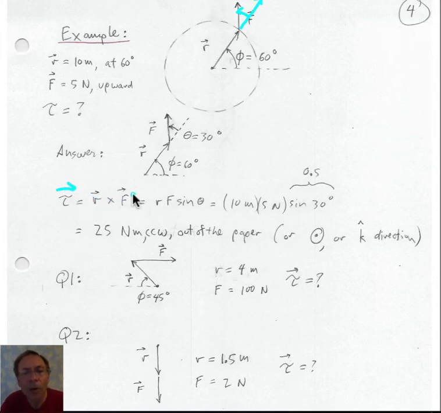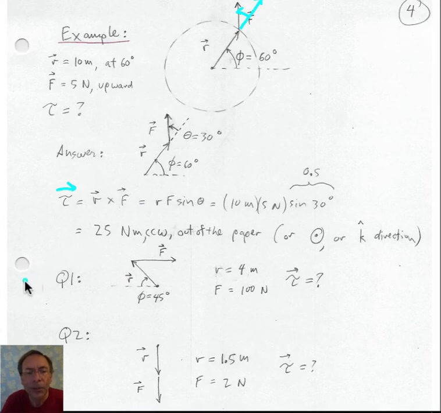It's R cross F, which is RF sine theta, which is 10 meters for R, 5 newtons for F, times the sine of 30 degrees. I put that in a calculator and find it's 0.5. And so you get the answer, 25 newton meters, and it's pointing out of the paper. It's counterclockwise, so it's pointing towards you, so it's the dot, and we could also say it's in the k hat direction.